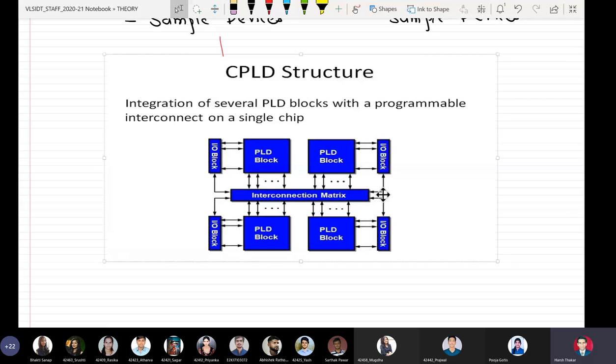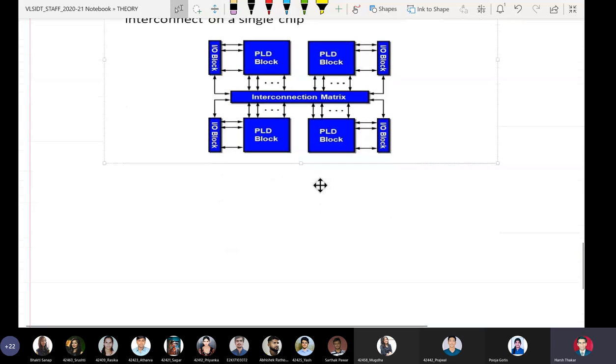Now the complexity lies here. So the IO block is okay, the PLD block is okay. Now what does the PLD block contain? The PLD block consists of three things. I repeat, we can summarize here that every CPLD consists of multiple PLD blocks. Every PLD block contains three things: one is macro cell, one is multiplexer, and a D flip-flop.